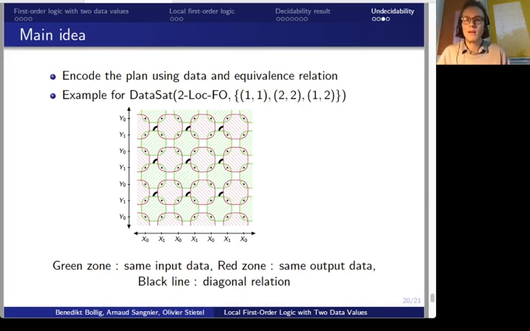The main idea of the reduction is to be able to encode the vertical and horizontal adjacency of the plane inside our structure. Here we draw the plane. Each dot represents an element. In the green zone, the elements have the same input data value. In the red zone, the elements have the same output data value. And the black line represents the diagonal relation.